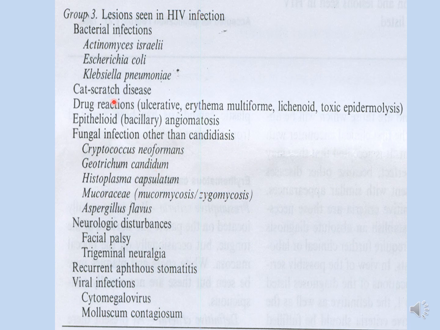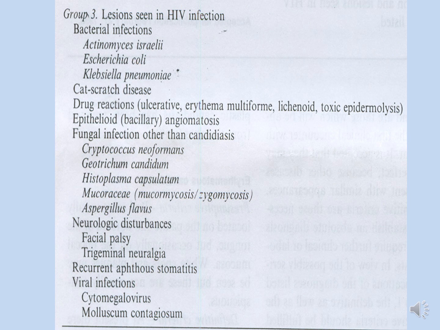And Group 3 lesions are basically lesions seen in HIV very rarely or less frequently. All right, that includes bacterial infections caused by Actinomyces israelii, E. coli, Klebsiella pneumoniae, cat scratch disease, drug reactions, epithelioid angiomatosis, fungal infections other than candidiasis, such as cryptococcosis, Geotrichum, Histoplasma, mucormycosis, aspergillosis caused by Aspergillus flavus, and other neurological disturbances such as facial palsy, trigeminal neuralgia, aphthous stomatitis, viral infections. So these are the Group 3 lesions.